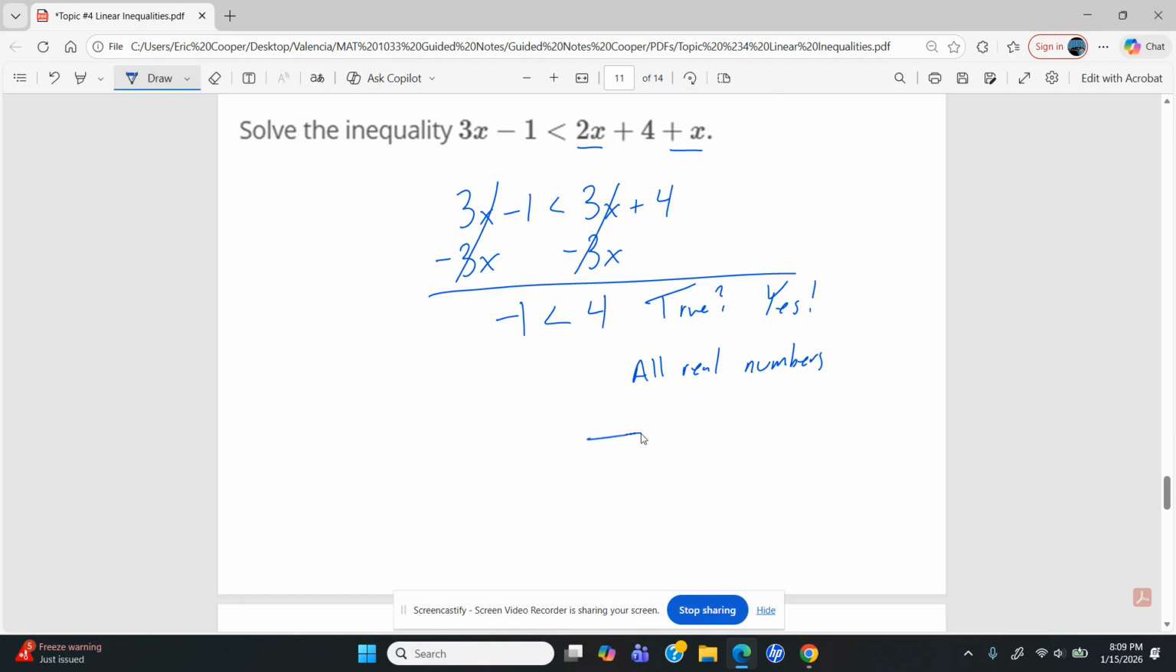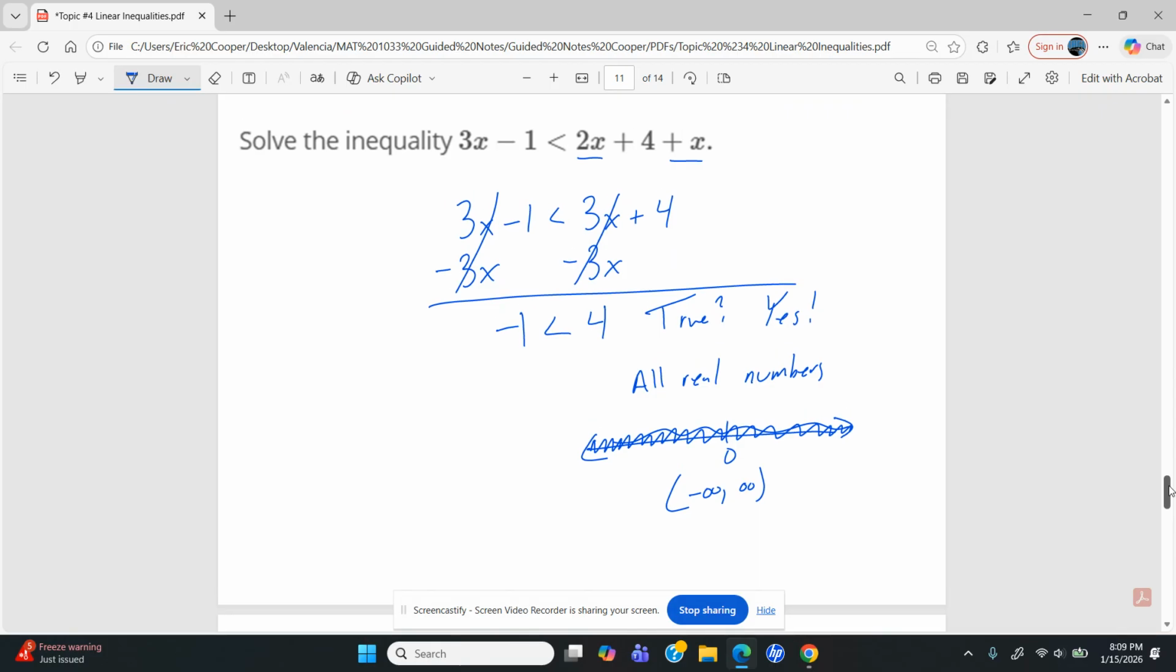How do we represent all real numbers? This is the one that graphically has everything shaded. So we would shade the entire graph, and every answer would work. So we would say our answer goes from negative infinity to positive infinity. This is very similar to equations, when we cancel out the variables, how we got all solutions or no solutions. This time we're looking at the inequality and asking if it's a true or false statement. In this case, because negative 1 is less than 4, it is true, so we would get all real numbers.